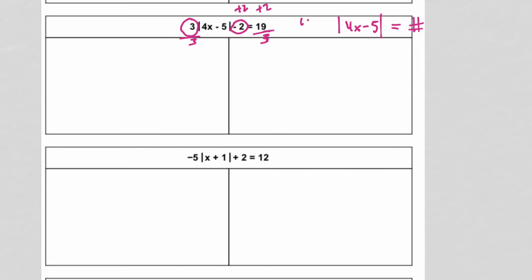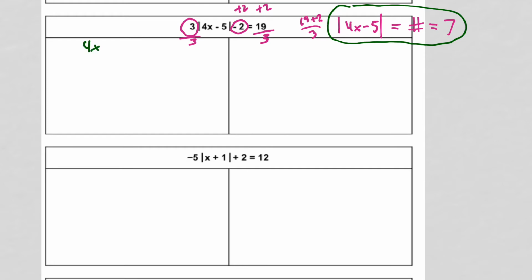So basically you have 19 plus 2 divided by 3. And that's 21 divided by 3, so that's going to be equal to 7. So the absolute value of 4x minus 5 is equal to 7. And now we can begin to set up our 2 equations.